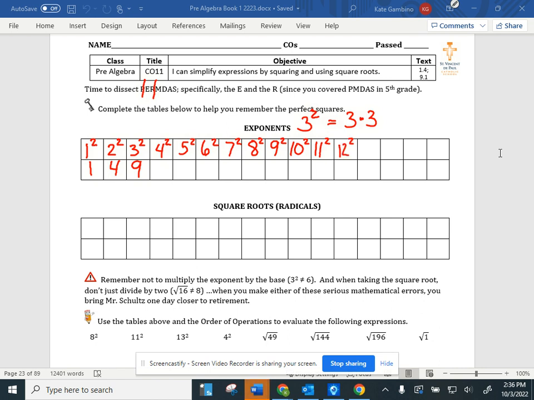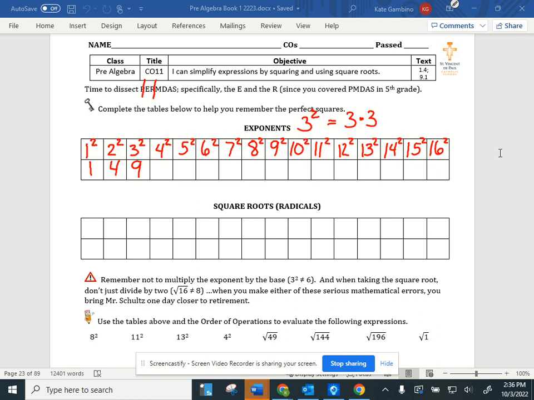I honestly, in my head, I can go up to 12 squared easily. These upper teens are a little bit harder for me. I have to stop and really think about those ones. But if you could know up to 12, you're going to be sitting really good.